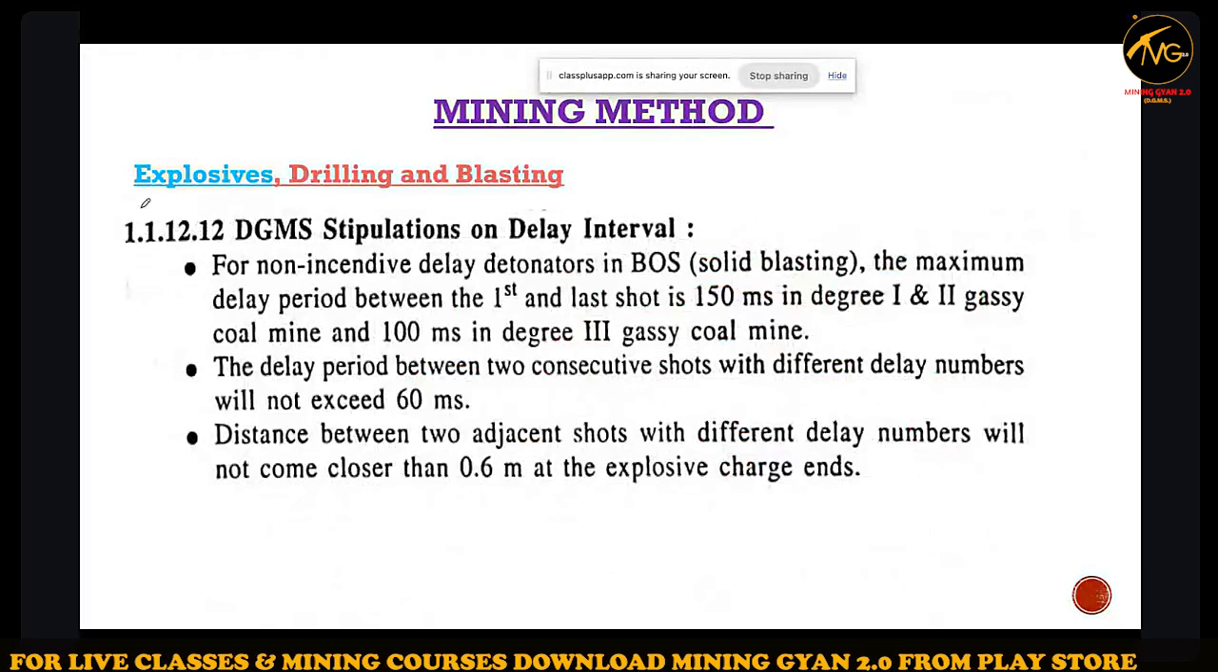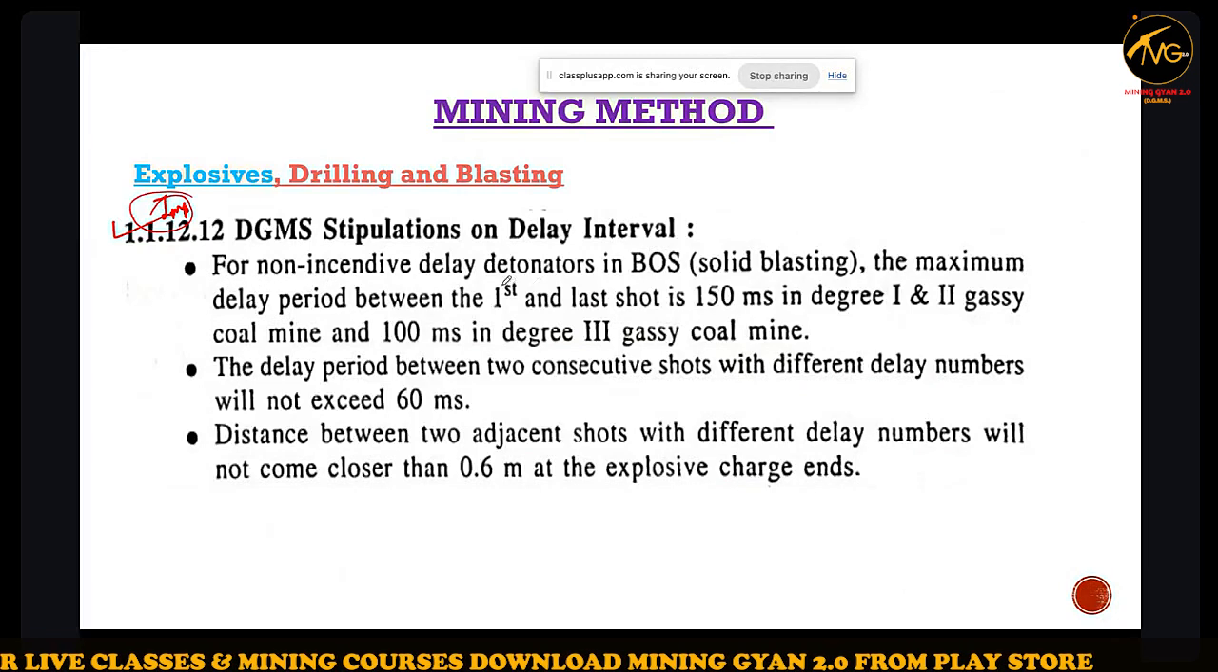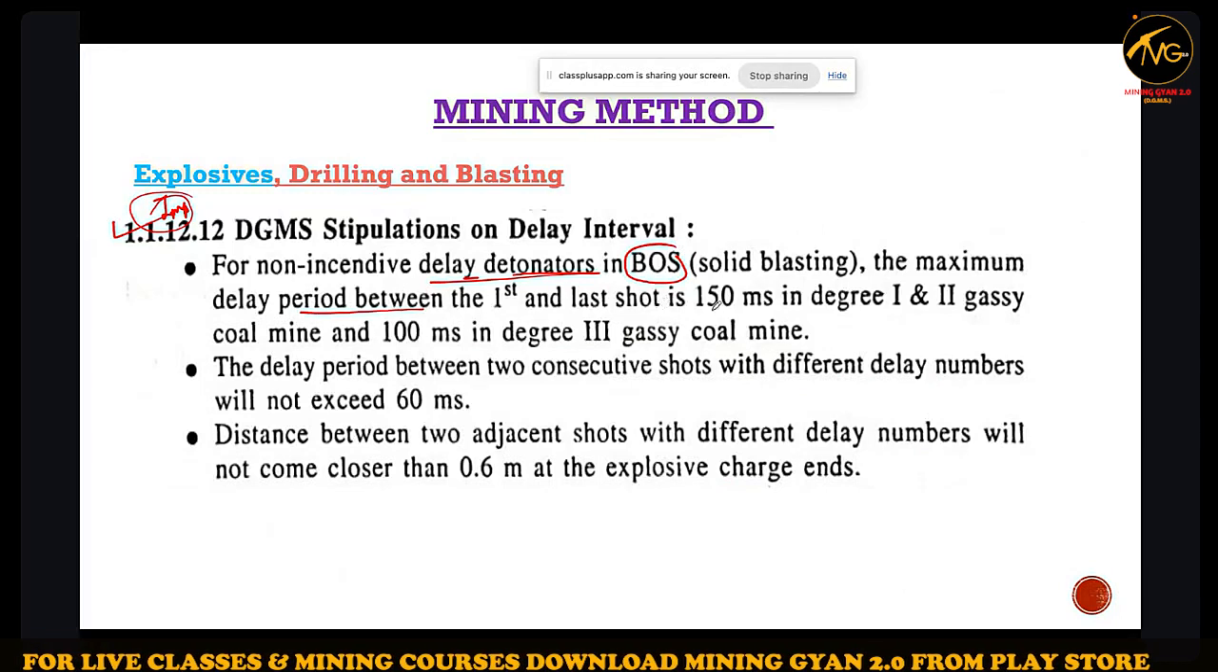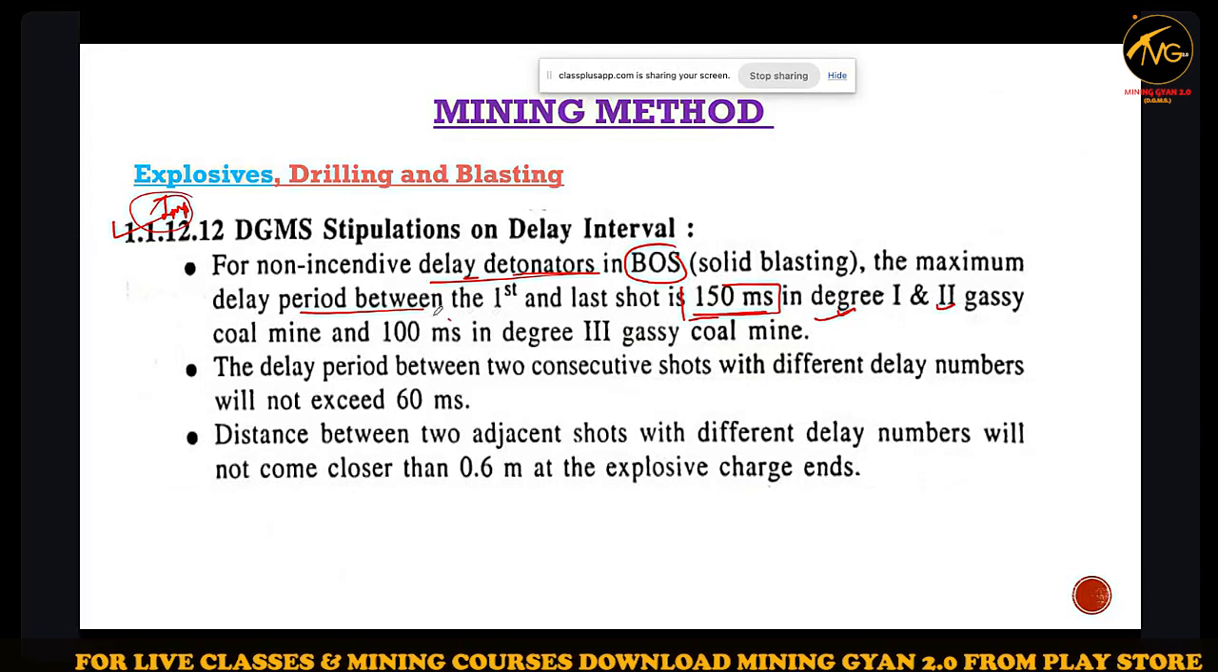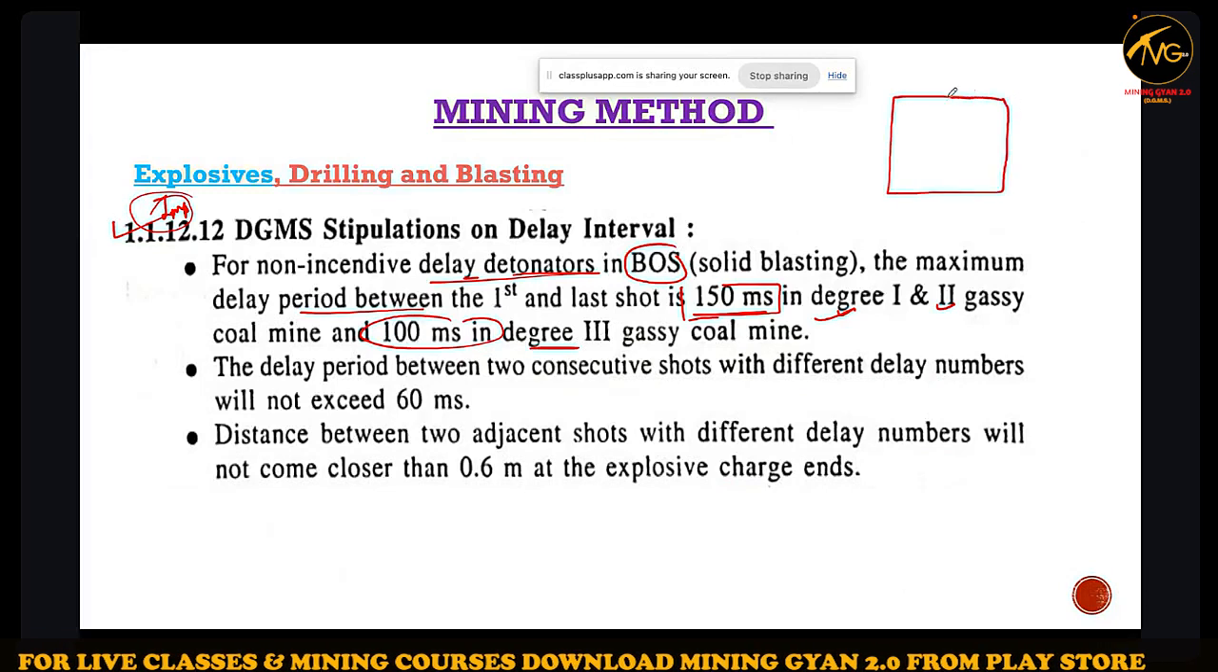This is important because this is DGMS. For non delay detonator for the BOA in solid blast, the maximum delay period between the first and last shot is 150 millisecond in degree 1 and degree 2 and 100 millisecond for degree 3. इससे क्या समझ में आया? What do you understand from it?